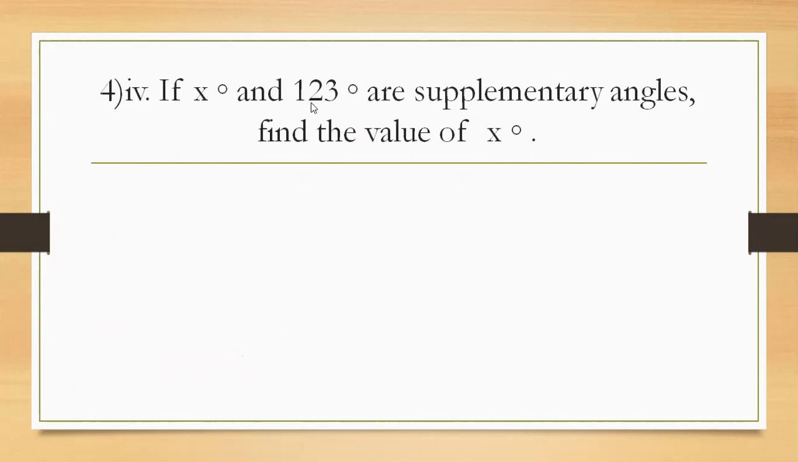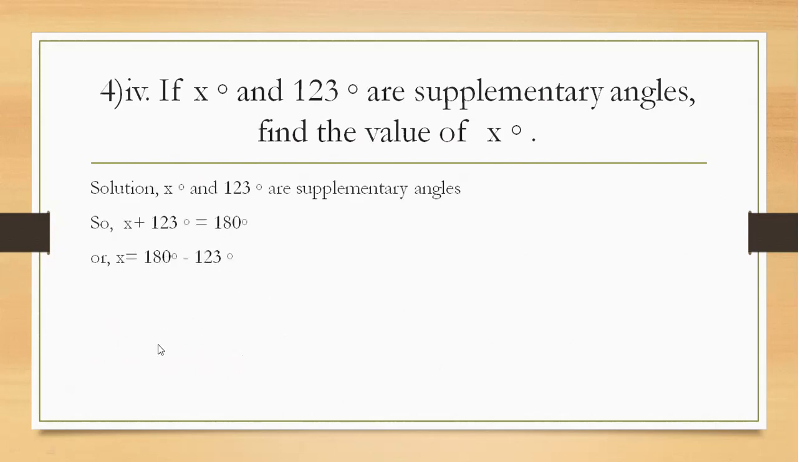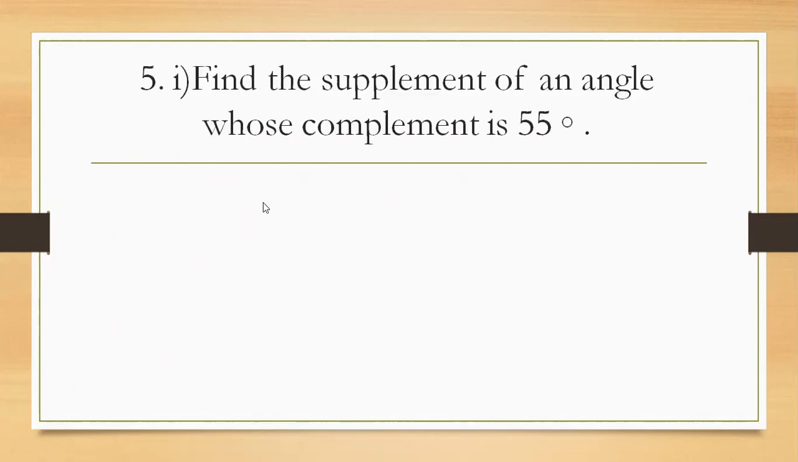Similarly, x degrees and 123 degrees are supplementary angles. Then when you add them, their sum will come 180. Then it goes here, subtract, and you will get the value of x is 57 degrees. Okay. Similarly, look at number 5.